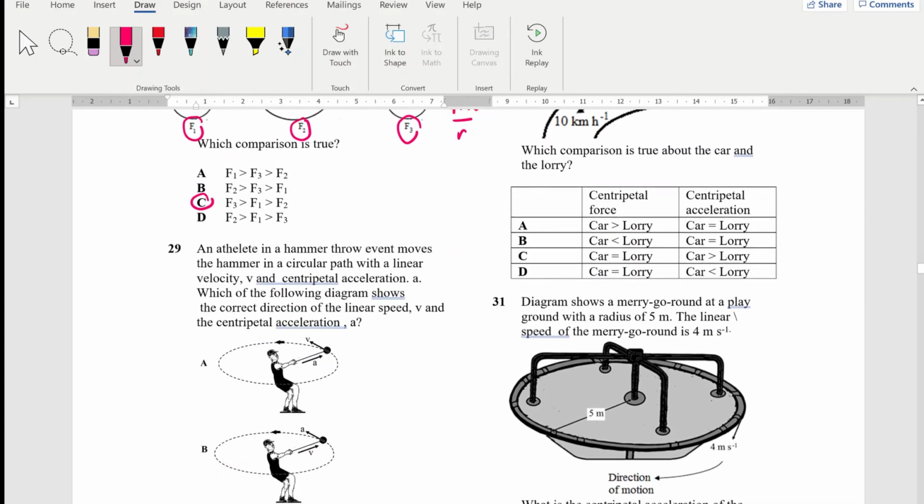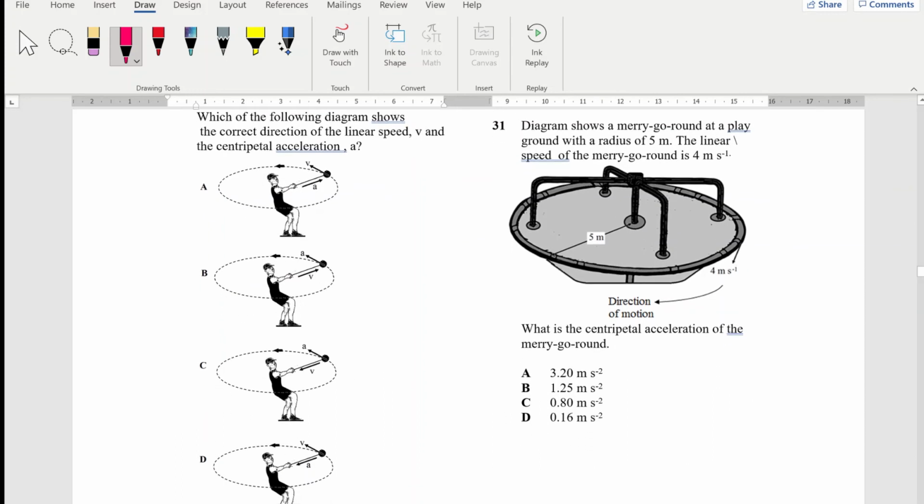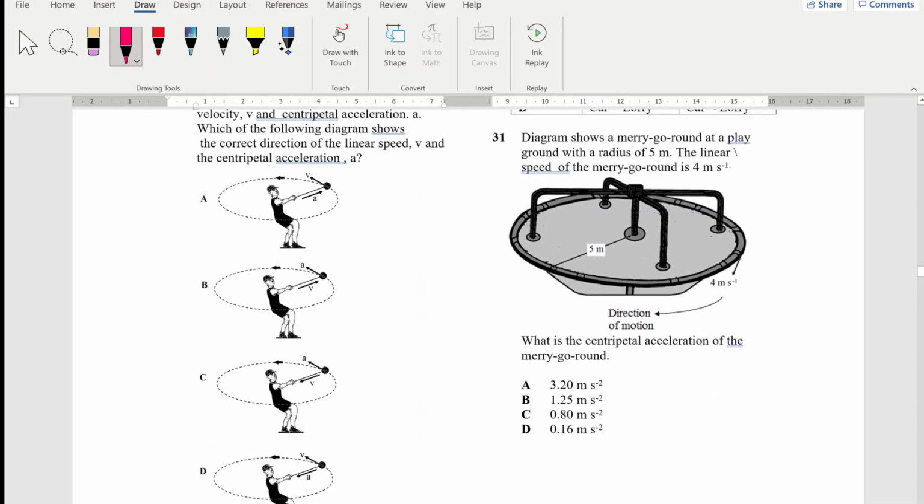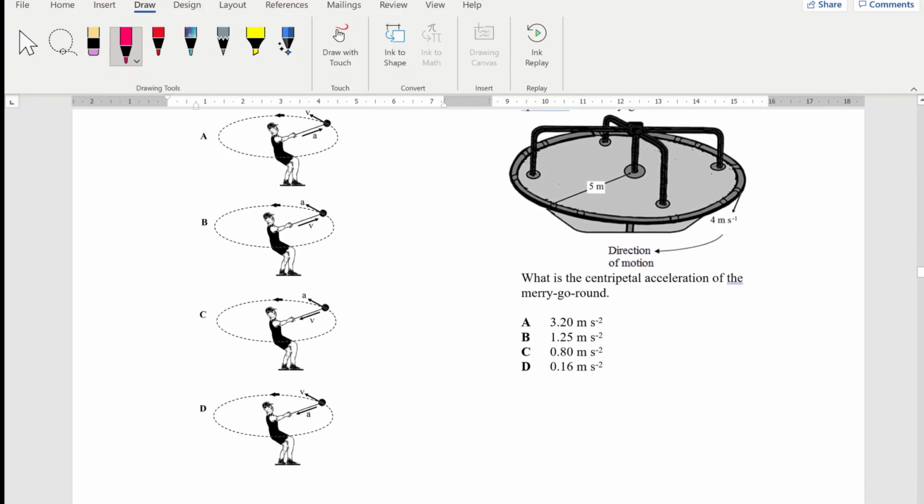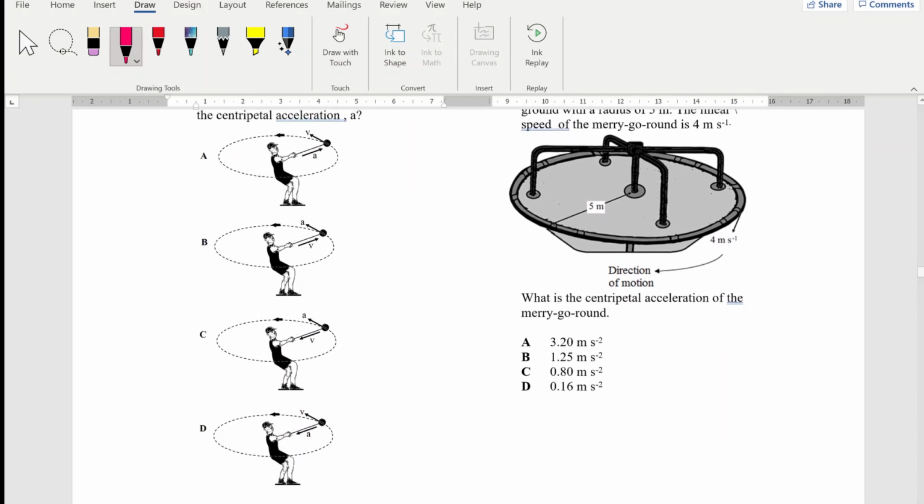Okay, 29. An athlete in a hammer throw event moves the hammer in a circle path to the linear velocity and centripetal acceleration A. Which of the following diagram shows the correct direction of the linear speed and centripetal acceleration? Okay. So, the answer would be 29 is acceleration should be the same as force. So, jawapan dia donkey.